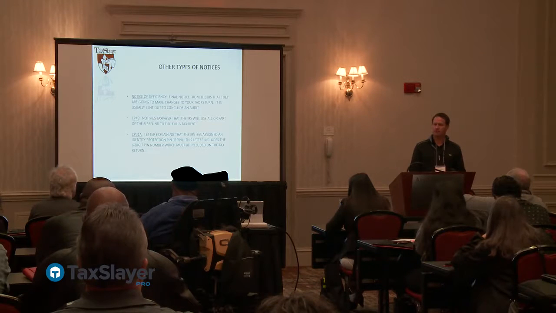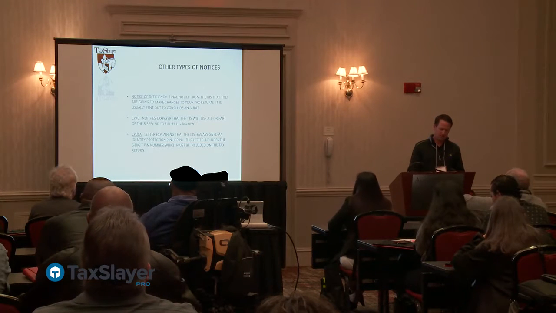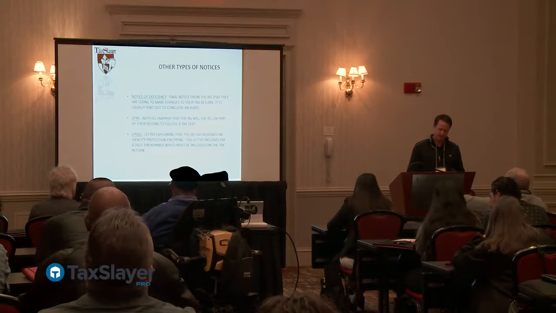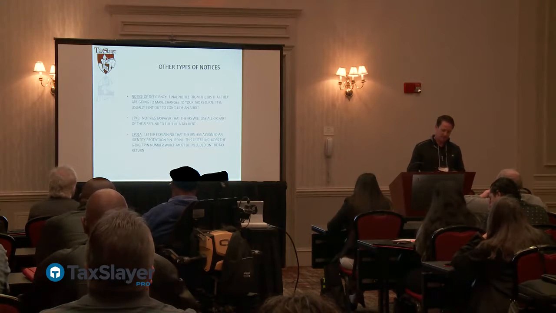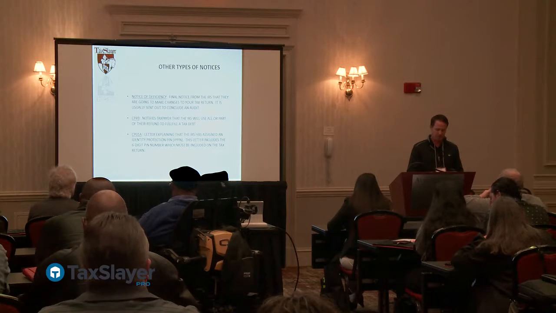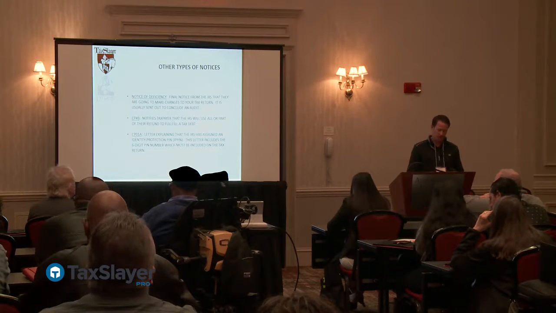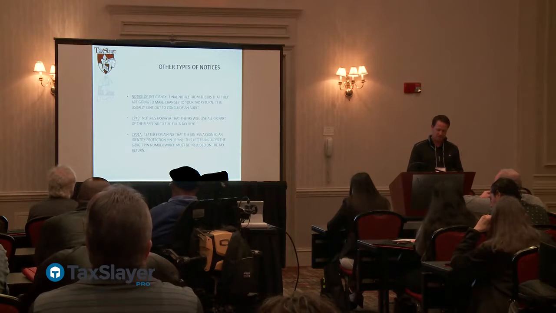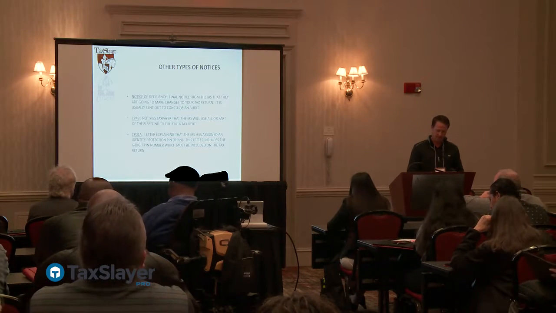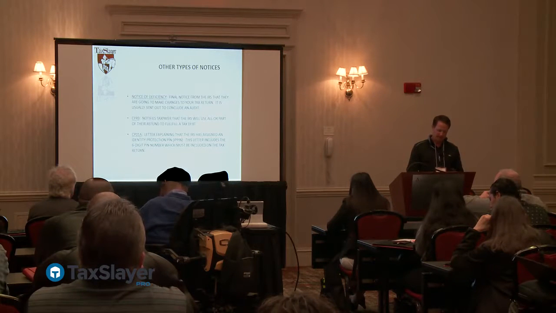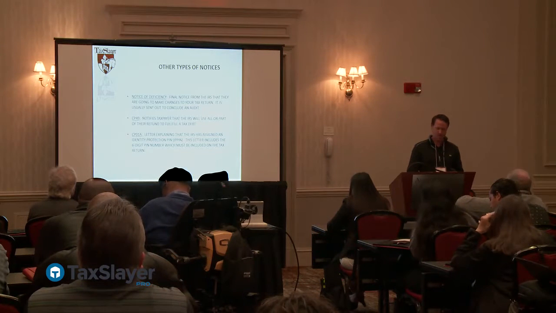Some other types of notices that you may see. There's notice of deficiency, which is a final notice from the IRS that they're going to make changes to your tax return, and it is usually sent out to conclude an audit. CP 49 notifies taxpayer that the IRS will use all or part of their refund to fulfill a tax debt. And then the CP 01A, that's a letter explaining that the IRS has assigned an IP PIN, or an identity protection PIN, to the taxpayer.